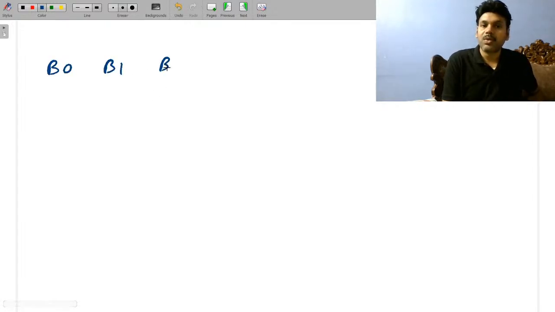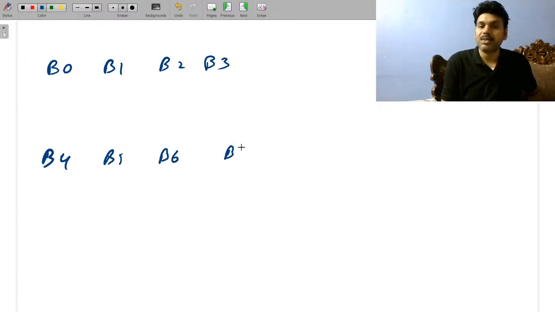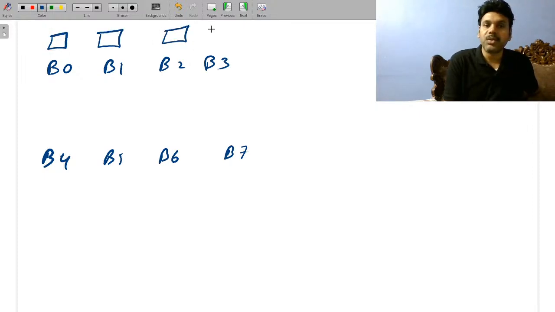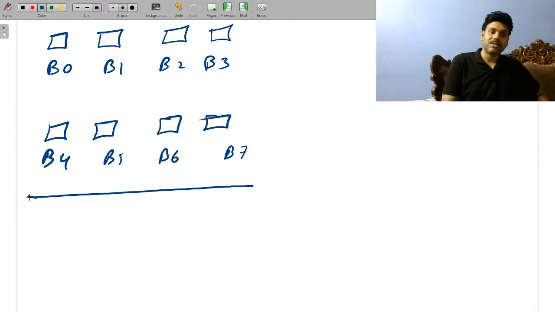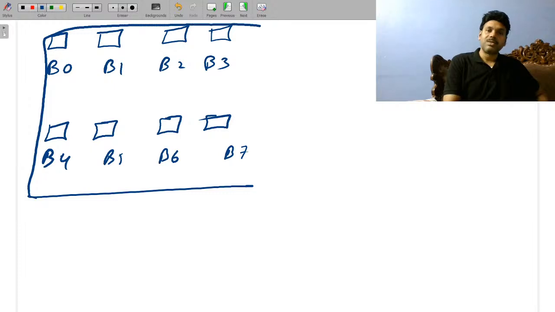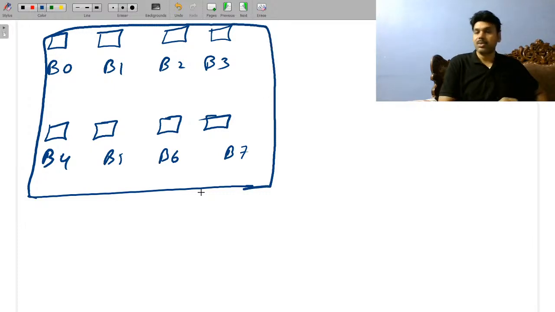Block 0, block 1, block 2, block 3, block 4, block 5, block 6, and block 7. Observe, friends. They are freely available initially, no data is stored. There are 8 blocks, which start with 0. This is your secondary storage device. It stores your data in the form of blocks, as I told you.